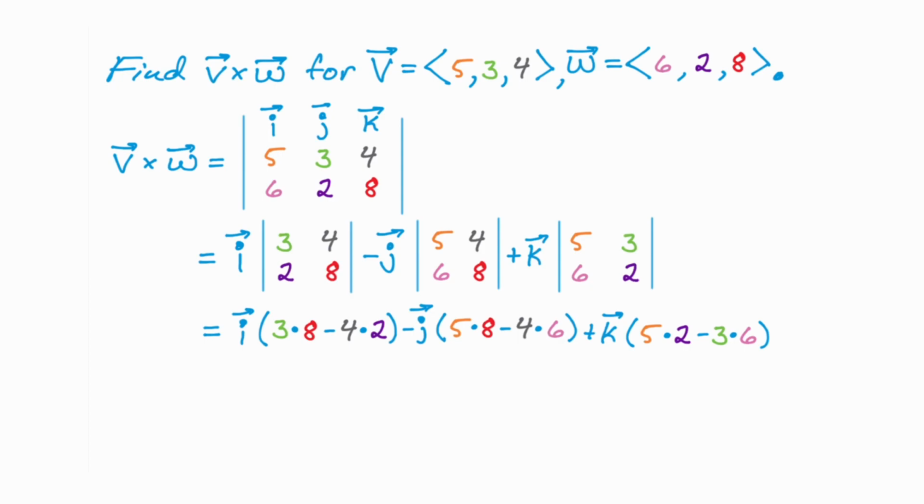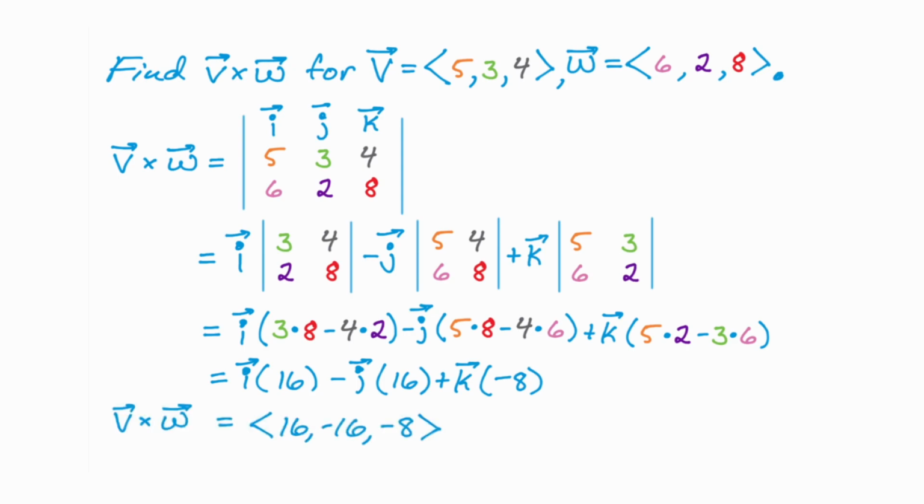Okay, and then we just do the math on this, so this gives us 24 minus 8 is 16, minus j, 40 minus 24 is 16, and then plus k, 10 minus 18 is negative 8. And then I like to write these in component form, so I would write this. So V cross W is 16, negative 16, negative 8.